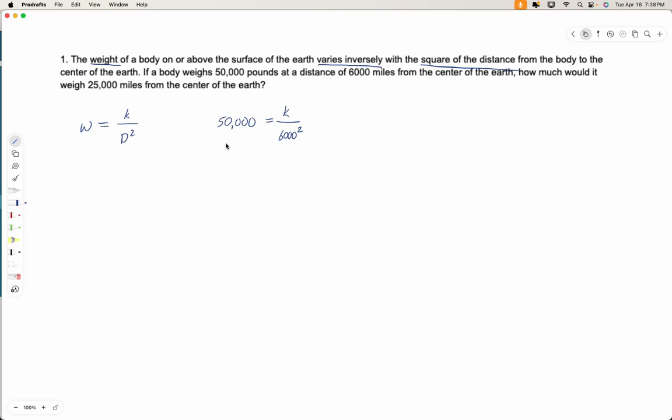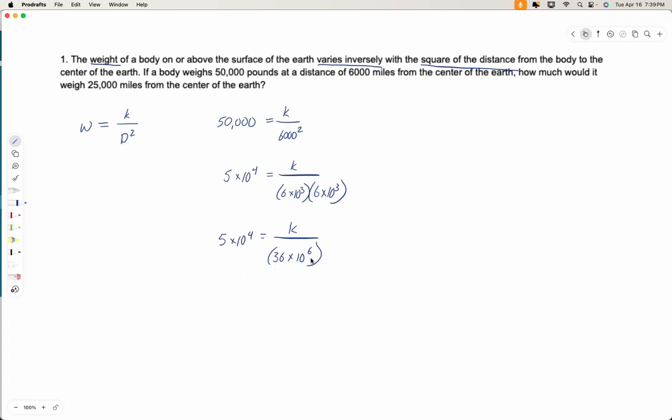Okay, so first and foremost, this is going to be a big number when we get through calculating everything. So I'm going to first put it in scientific notation to make it easier. So this would be 5 times 10 to the 4. And then this would be 6 times 10 to the 3. And I'm going to square that, 6 times 10 to the 3, because the distance is squared. So 5 times 10 to the 4 is equal to k over 36 times 10 to the 6.